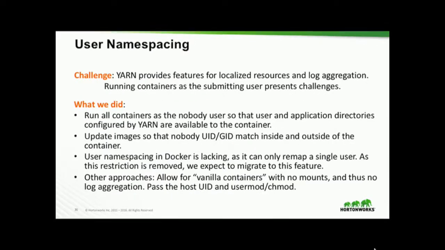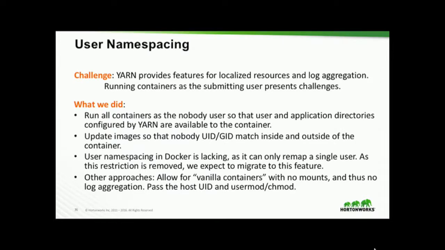Another major challenge is user namespacing. So with user namespacing, basically, the user running inside the container, because of the Yarn model, has local directories for logging, right? We also pass in things like containers, those jar files. The UID that's used inside the container must match the UID on the host. When you start using volumes, you run into this challenge. So what we actually do internally, being that we know our workloads, we trust our workloads, we run all of our containers as nobody. We then update our images so that the UID and GID in the image matches that of the host.